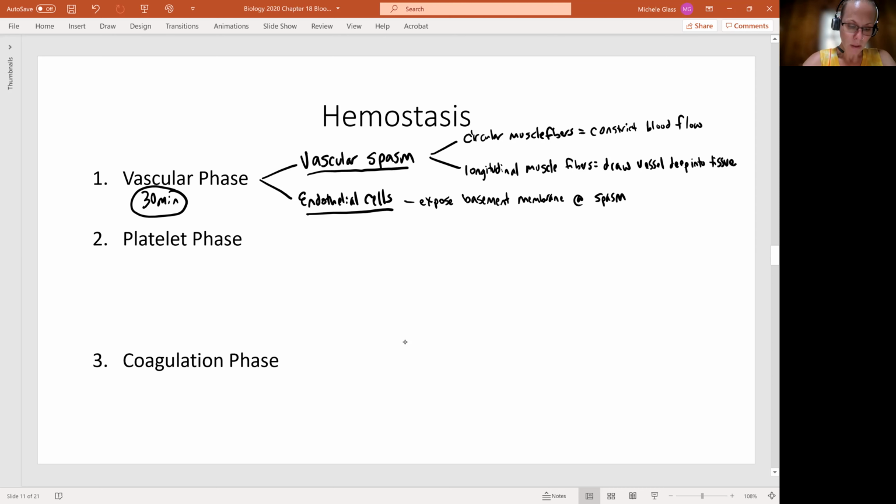And so this is going to cause the endothelial cells. So let's put that in parentheses. And then what happens actually with endothelial cells is that these cells become sticky. And then also these cells release endothelins.